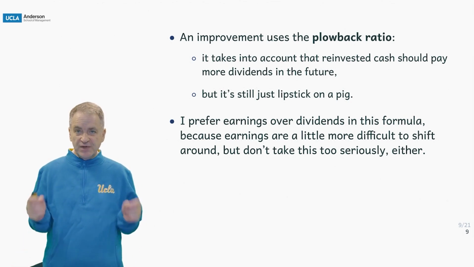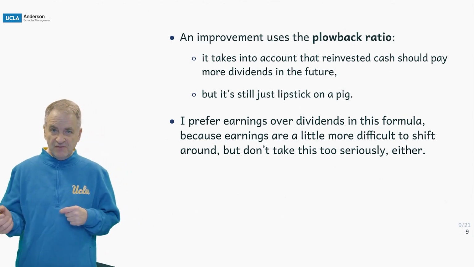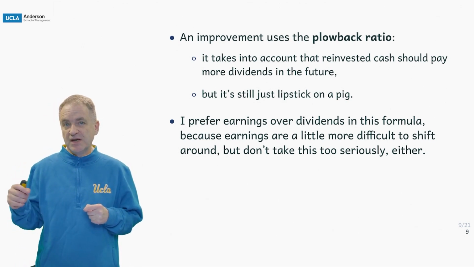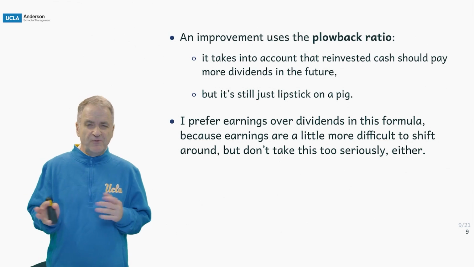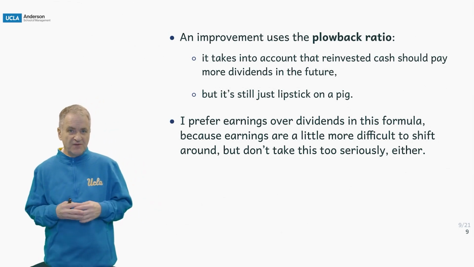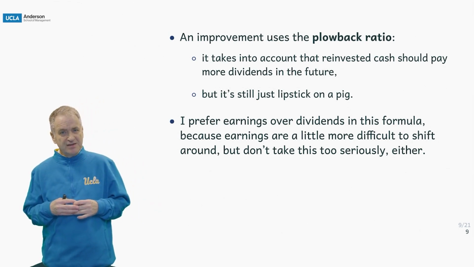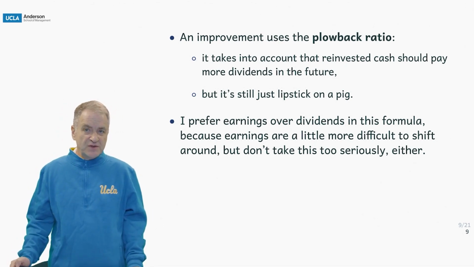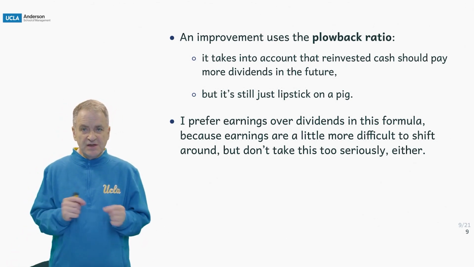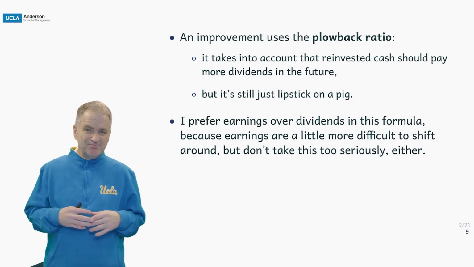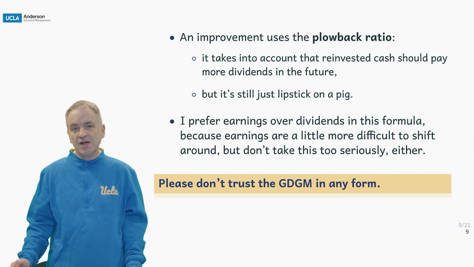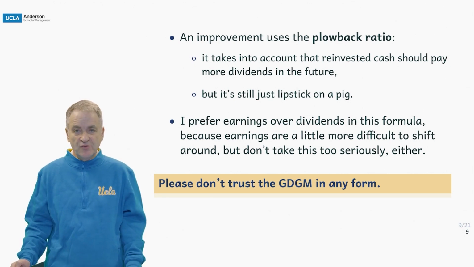So if the firm doesn't pay dividends, takes the money, reinvests it, it plows back more of its money into the firm. And there are some formula variations that try to take advantage of it. But frankly, it's still just lipstick on a pig. I also prefer earnings over dividends in this formula because earnings are a little bit more difficult to shift around. But I wouldn't take this too seriously either. Don't trust the Gordon Dividend Growth Model in any form, please.